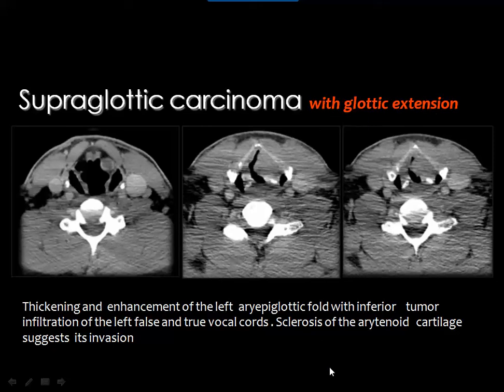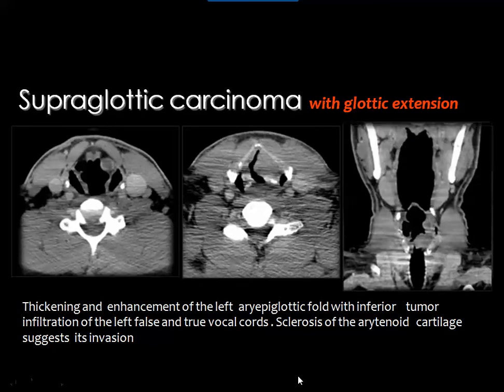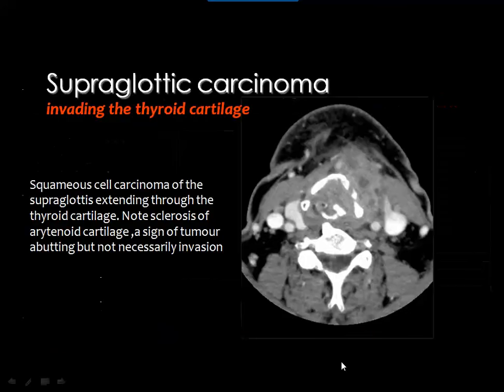This glottic extension and the subglottic extension are better evaluated in the coronal images to be sure that you are reaching the true level. And this is the epiglottis, and this is the aryepiglottic fold, which is infiltrated by the tumor mass, and here is the level of the arytenoid cartilage, which is reached by the tumor. Then this is a huge laryngeal carcinoma obliterating the laryngeal lumen and infiltrating the thyroid cartilage.